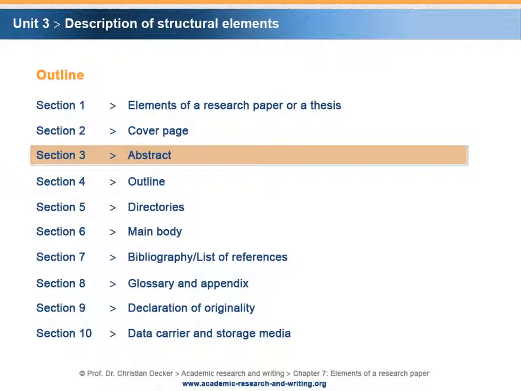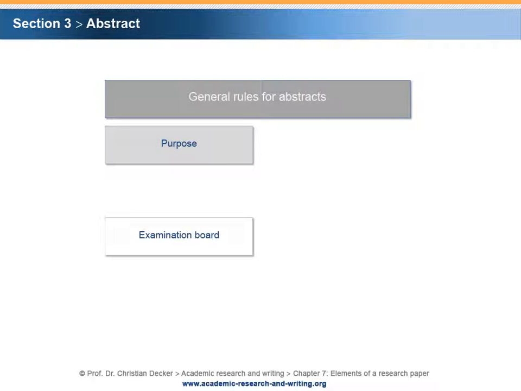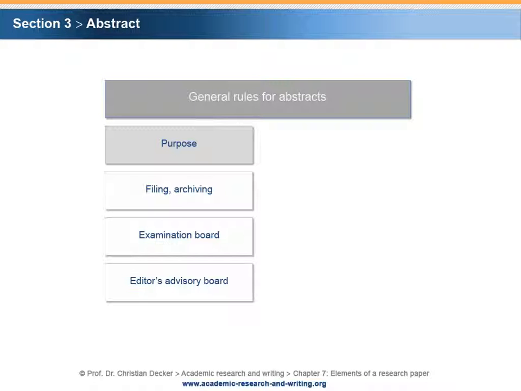Section 3. Abstract. The next structural element of a research paper would be an abstract or a summary. Sometimes an abstract is required for thesis projects and might be used by an examination board and the library for archiving your research or thesis project. Academic journals, especially editors' advisory boards, require an abstract for information and publication purposes.